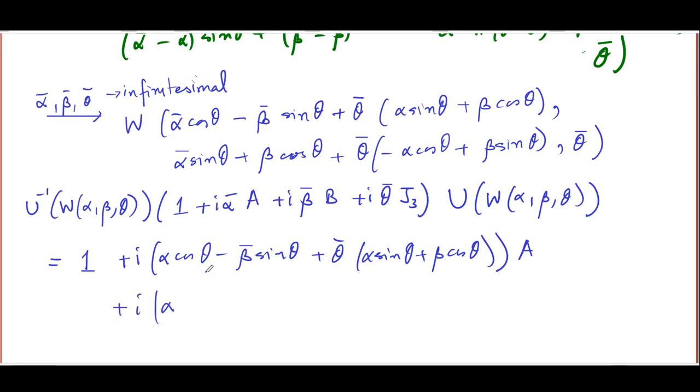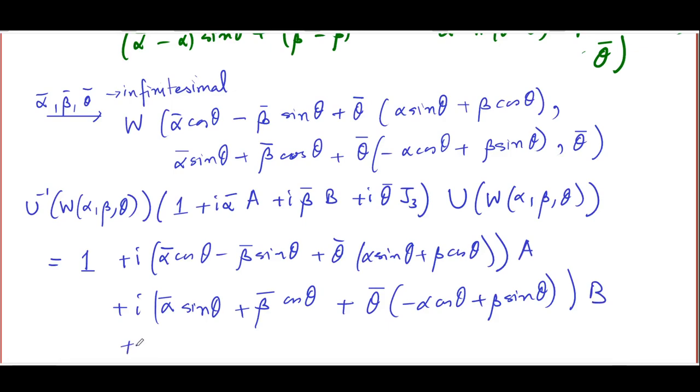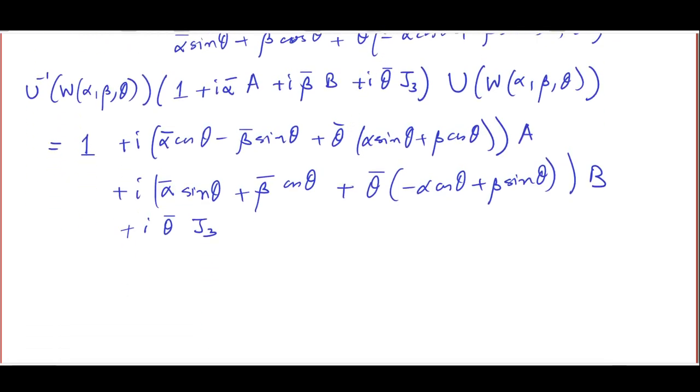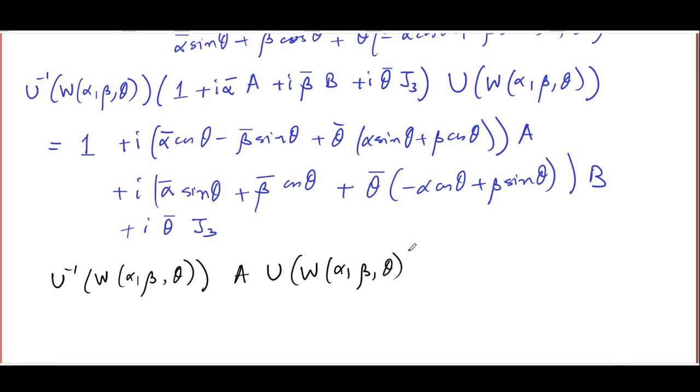plus I times alpha bar sine theta plus beta bar cosine theta plus theta bar into minus alpha cosine theta plus beta sine theta into B plus I theta bar J3. Collecting coefficients of alpha bar, beta bar and theta bar separately gives us the following. U inverse W alpha beta theta times A U W alpha beta theta. That is exactly what multiplies I alpha bar on this side, and you can easily see that that's A cosine theta from here plus B sine theta from the second term.